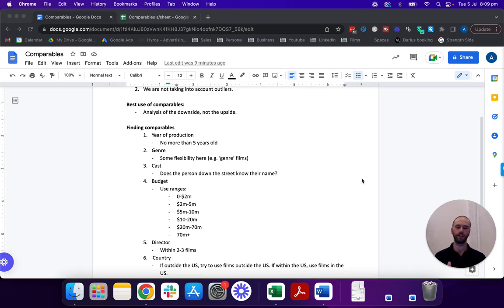And then the last one is country. So I usually look at, if a film is outside the US, then use comparable films that are outside the US. If it's within the US, use films that are produced in the US. I think that's just because, given the US is such a big market, films that are made and produced in the US have a better chance of succeeding in that marketplace generally, right? That's a bit of a generalization, but that's how I would do it. So I wouldn't be using an American film as a comparable for an Australian film. I'd be trying to find Australian films.